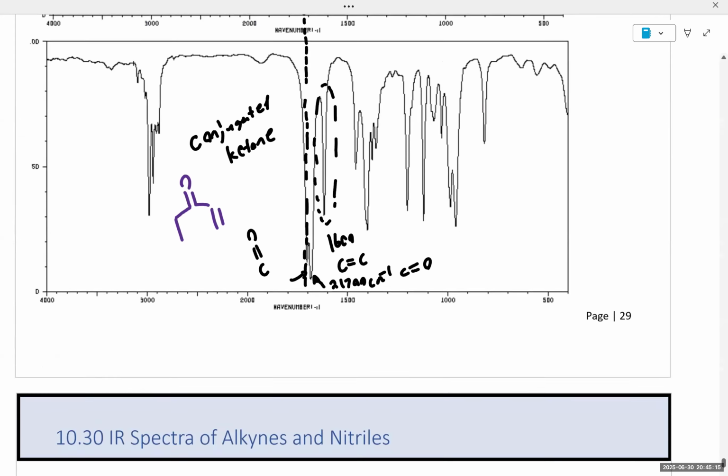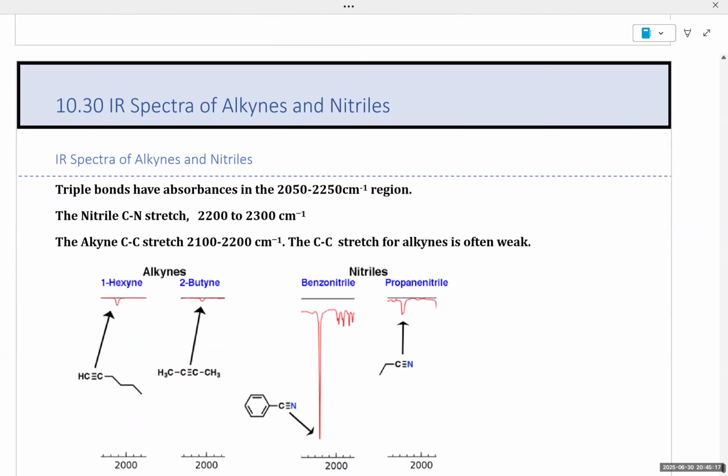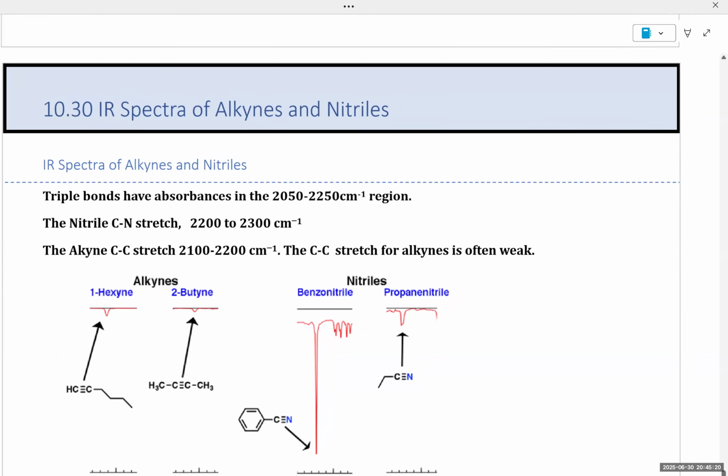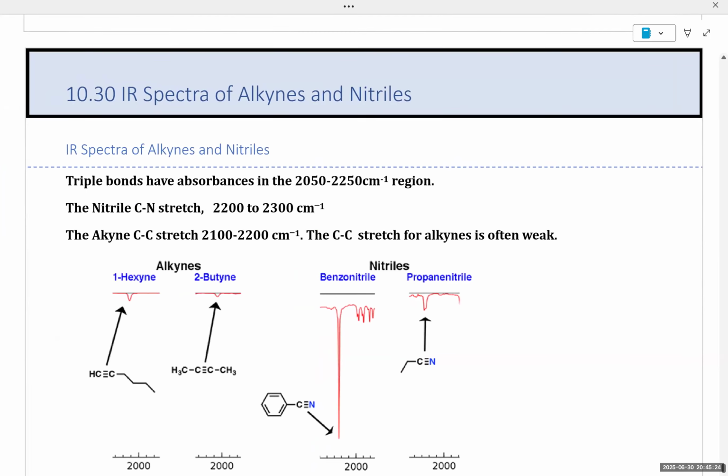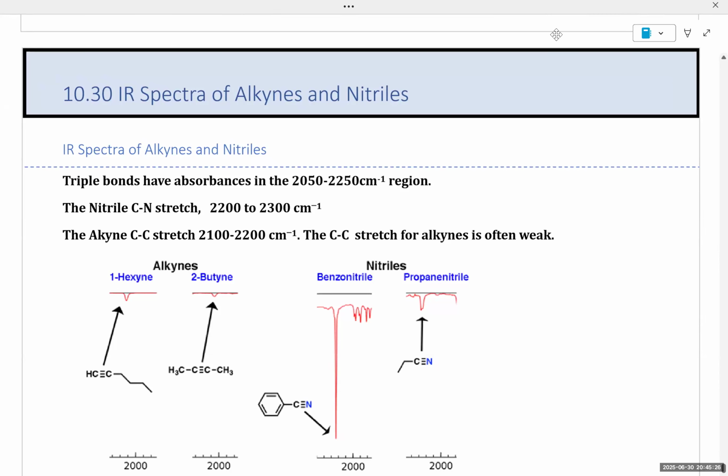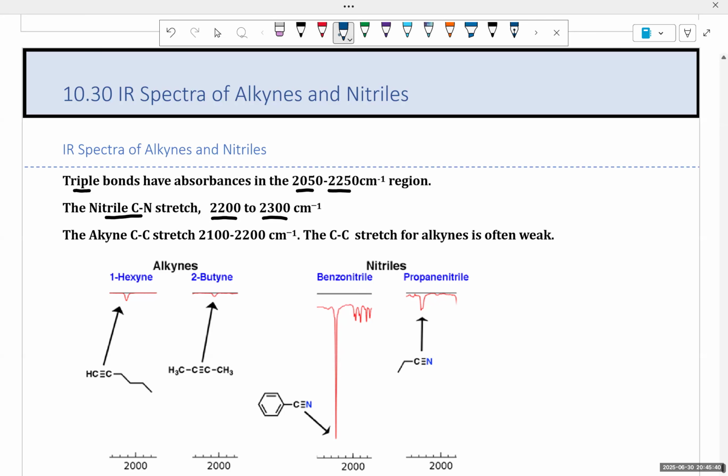Okay, let's talk about one other set of functional groups, which are alkynes and nitriles. So this is the last major functional group. Triple bonds have an absorbance in the 2050 to 2250 centimeter inverse region. The nitrile CN stretch is from 2200 to 2300, while the alkyne CC stretch is from 2100 to 2200. The CC stretch for alkynes is often very weak.